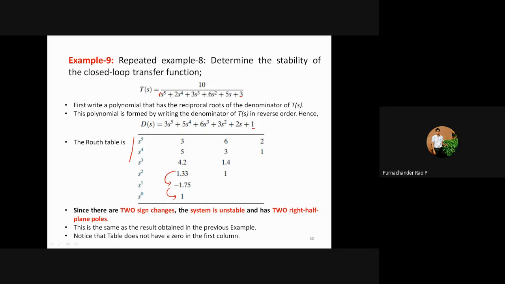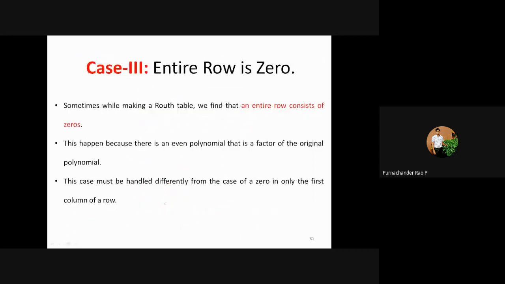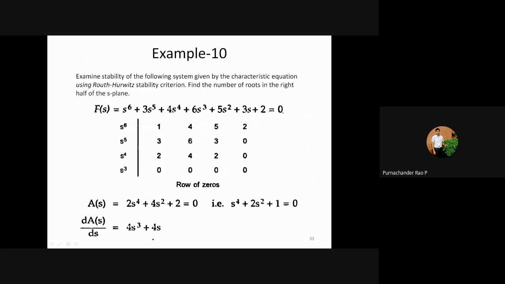This is also used for finding the stability of a system when any element in the first column is 0. And the third case is when the entire row is 0. Now for the given problem, s power 6, the coefficients are 1, 4, 5, 2. So 1, 4, 5, 2. We write the next row like this: 3, 6, 3, 0.